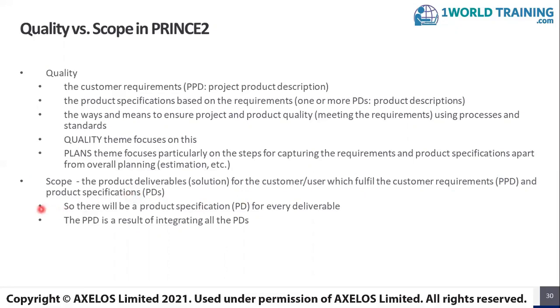Which means there will be a product specification or a product description for every deliverable. And the project product description is the result of integrating all the individual components of the product descriptions. For a beginner in PRINCE2, this can be a little bit tricky to understand, but eventually with repeated understanding and practice, it becomes easy.